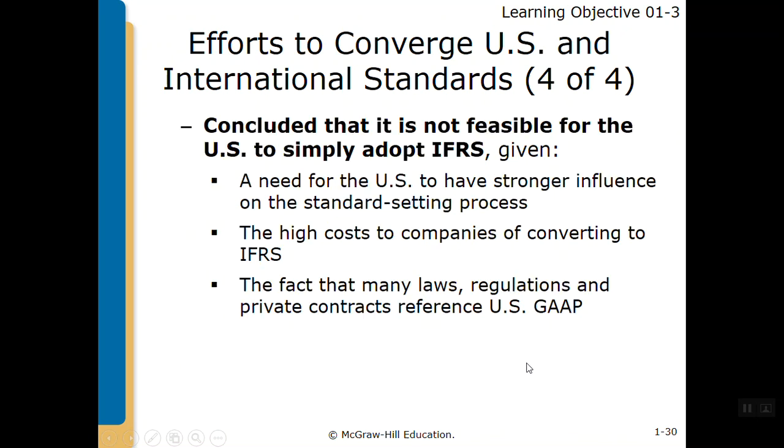But eventually, FASB and the IASB decided that there was just no possible way, it wasn't feasible for the United States to abandon GAAP and adopt IFRS, because there are differences in our economy, there are differences in our governmental structure and our regulations that IFRS doesn't address. And so basically what FASB and the IASB decided was that the United States would work to keep GAAP aligned with those international standards as much as possible, but that it's not feasible for them to be completely aligned.